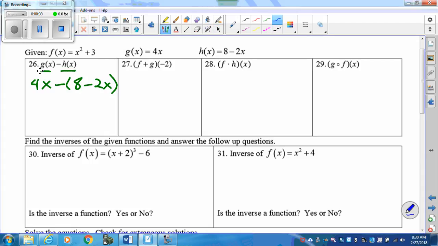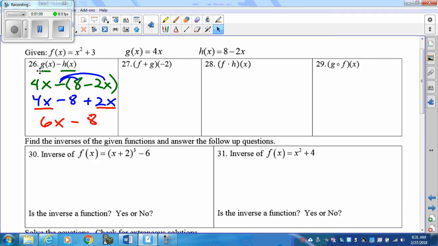into this expression right here. And then now I have to distribute the minus, so I've got 4x minus 8 plus 2x, right? That just changes these signs. It's like the opposite of 8 is negative 8, and the opposite of negative 2x is positive 2x. And then now I'm going to combine my like terms. I have 4x plus 2x, so that would be 6x. And then I just bring down the minus 8, and that's that.